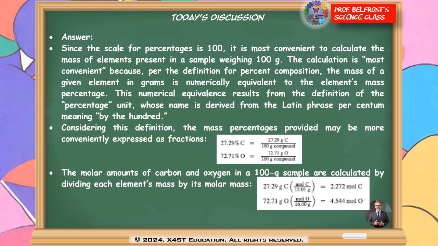So for our convenience, we take the scale for percentage as 100 and the sample weight as 100 grams. Consider the definition that the mass percentage provided may be more confidently expressed as shown. So 37.29% of carbon is 37.29 gram carbon per 100 gram compound, and that's what we apply to oxygen. The molar amounts of carbon and oxygen in a 100 gram sample are calculated by dividing by their molar mass, which gives us 2.272 mole carbon and 4.544 mole of oxygen by the calculation shown in the slide.